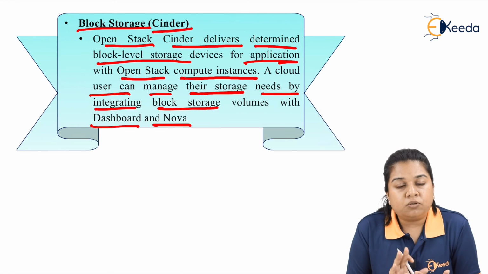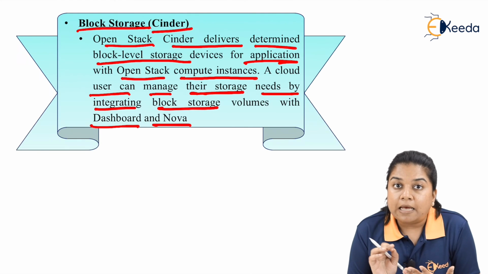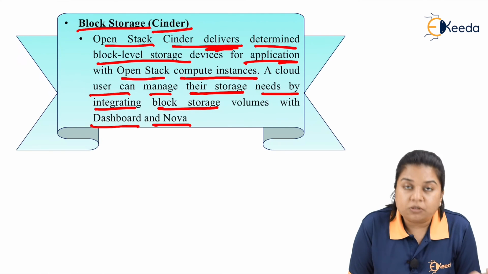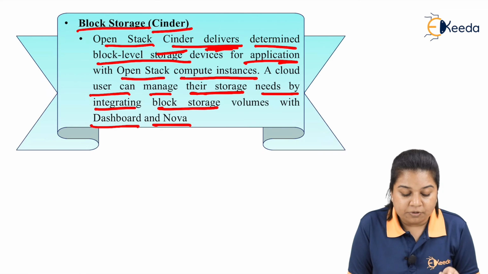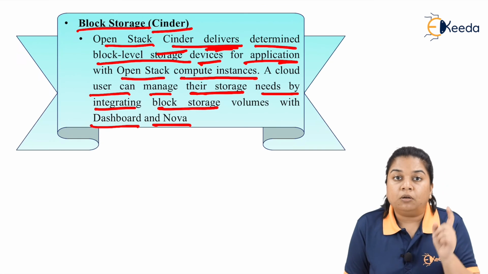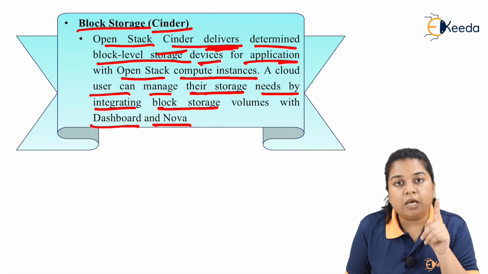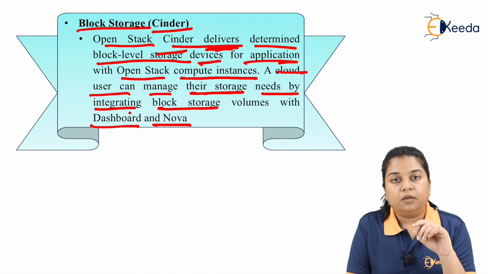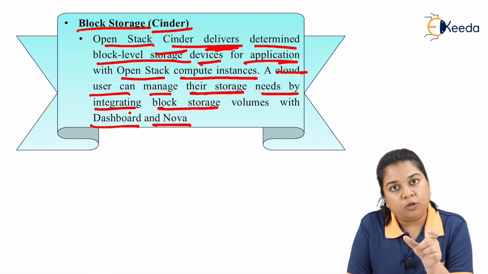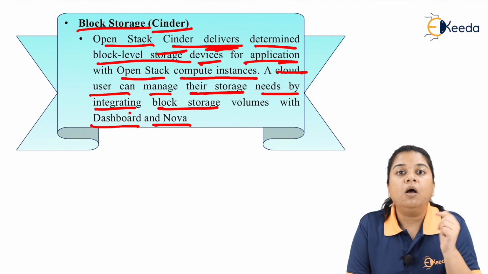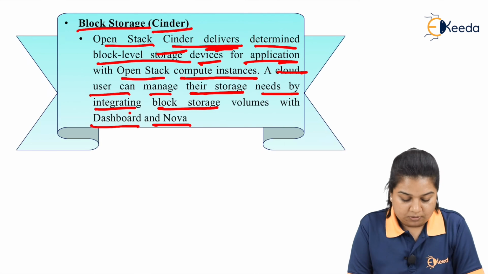Now we know storage is of multiple types. Swift provides object storage. Cinder provides another type of storage, that is block storage. So how is block storage provided? OpenStack Cinder delivers persistent block level storage devices for applications with compute instances in OpenStack. So a cloud user can manage their storage needs since they are provided in block storage volumes. So these volumes can be integrated with the OpenStack dashboard as well as Nova to compute or communicate.